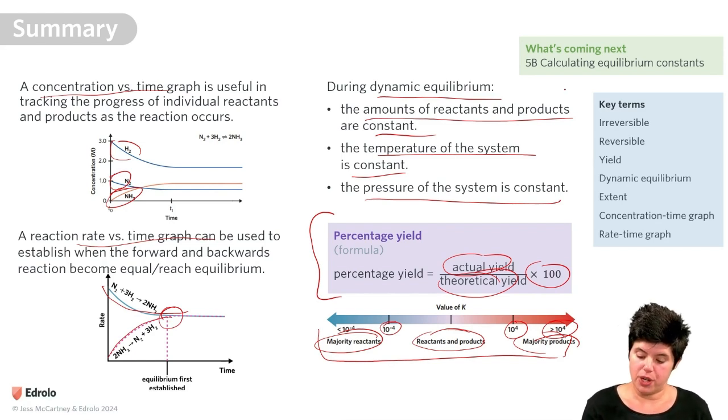What's coming up next is we're going to be looking at calculating equilibrium constants, which is 5b.